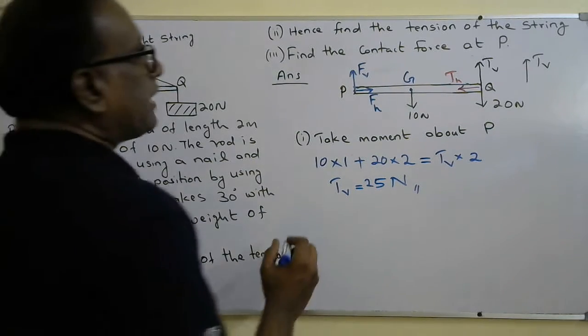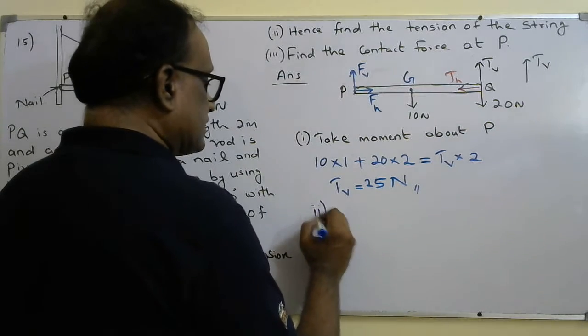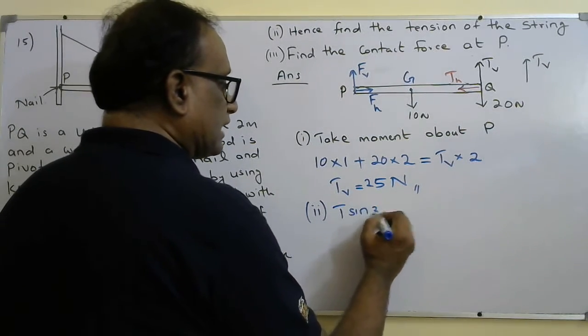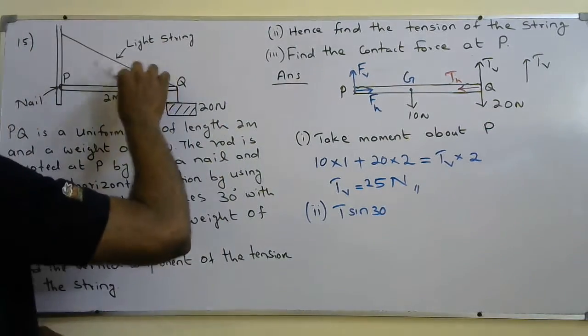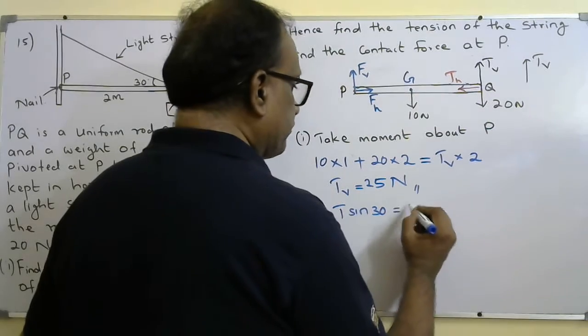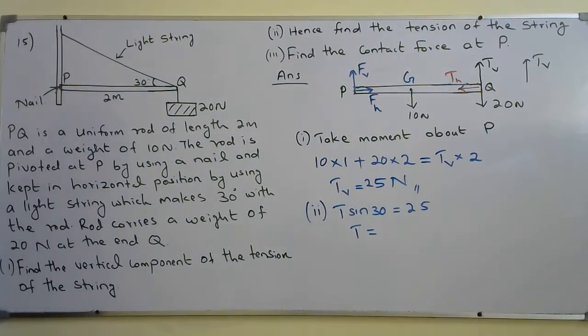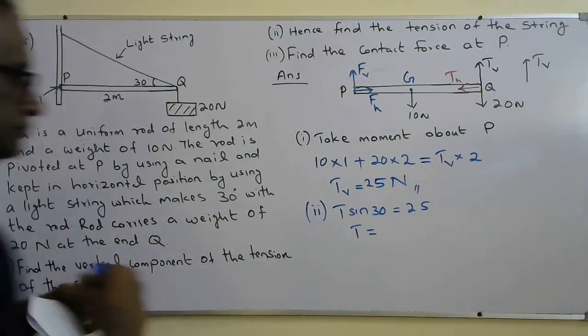Second part, find the tension of the string. I know that TV is T sine 30. So T sine 30 is equal to 25. So find the T. So that will be 50 Newton.